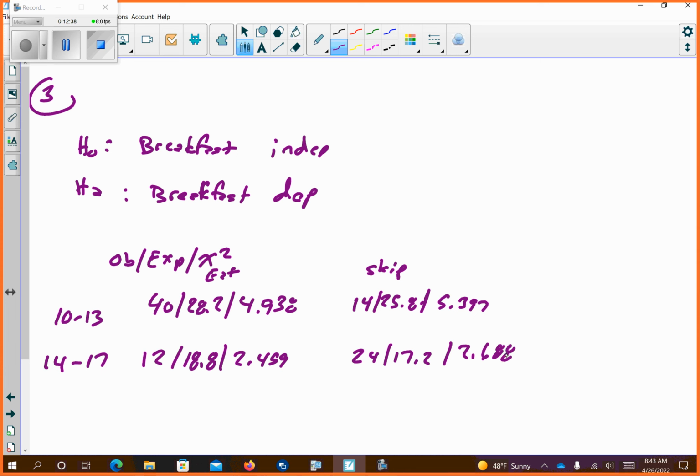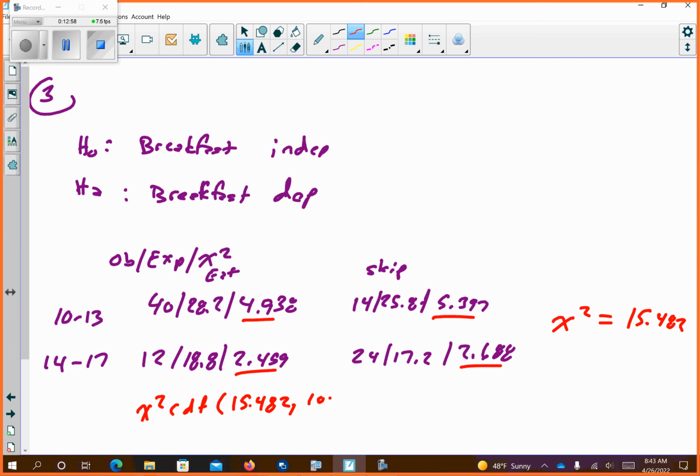All right, so from there we could figure out our chi-squared CDF. If we add all of these up, we find that chi-squared is equal to 15.482. So 15.482, then 1,000 or 10,000, something like that. And then degrees of freedom in this case is going to be 1 times 1.